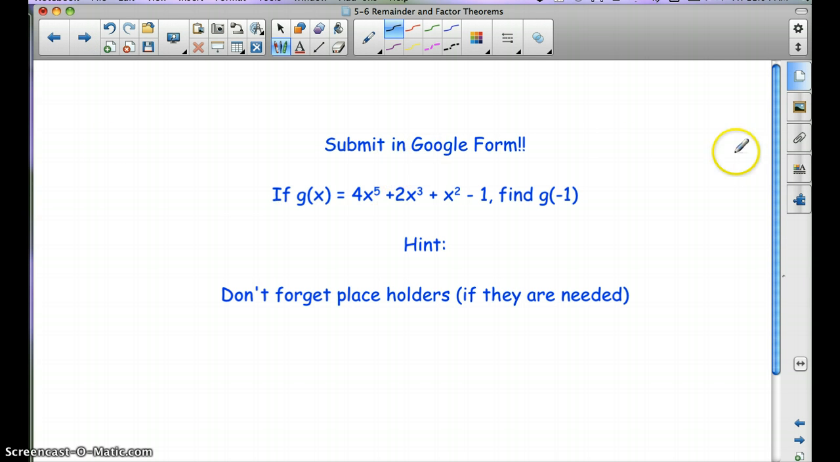So in the Google form, I want you to write the answer, g of -1. What's that equal? Okay, in the Google form below. Don't forget your placeholders. Some of us forgot that on the test, so don't forget that.